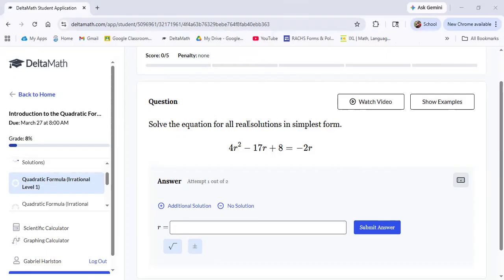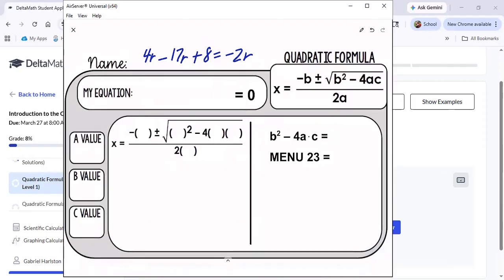As you can see on my screen, I have a quadratic equation: 4r squared minus 17r plus 8 equals a negative 2r. Now remember, it's got to be equal to 0. This is not, so we're going to have to move this negative 2r to the other side. So let me jump to my iPad. Again, all you're going to do is do the opposite of whatever the number is. So I have a negative 2r, so I'm going to have to add a positive 2r to both sides. And so here is my new equation.